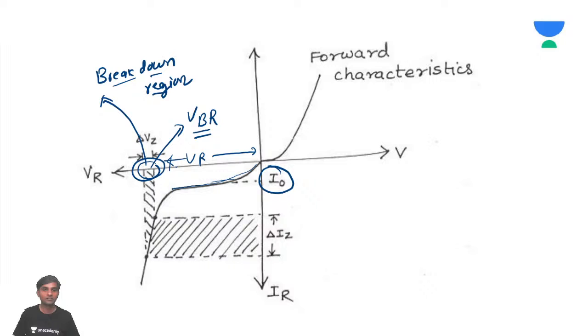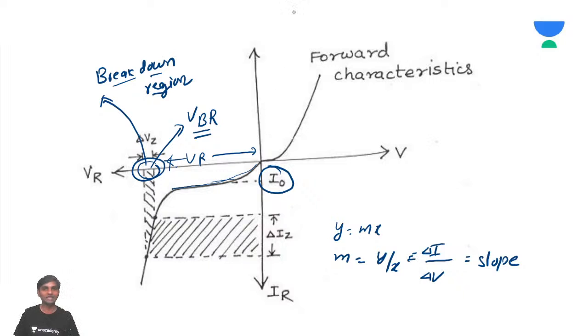So we have seen what the reverse characteristic is. This is y equal to mx. Slope is m equal to y by x. On the x-axis you have voltage, and on the y-axis you have current. So the slope is going to be delta I by delta V.